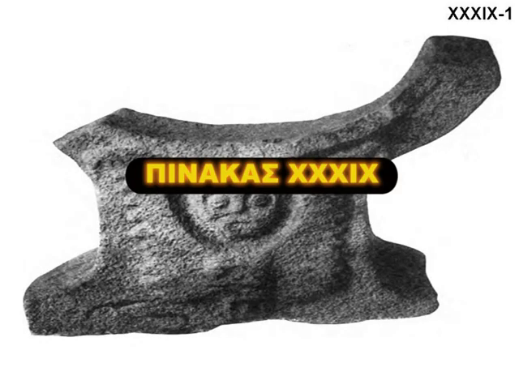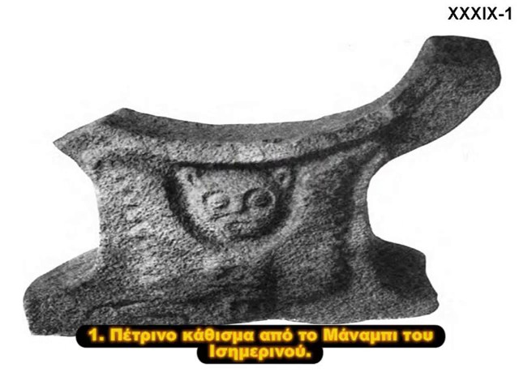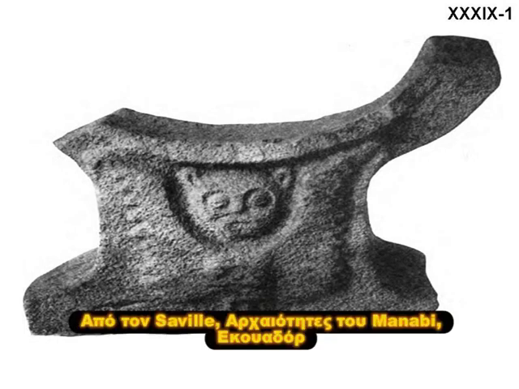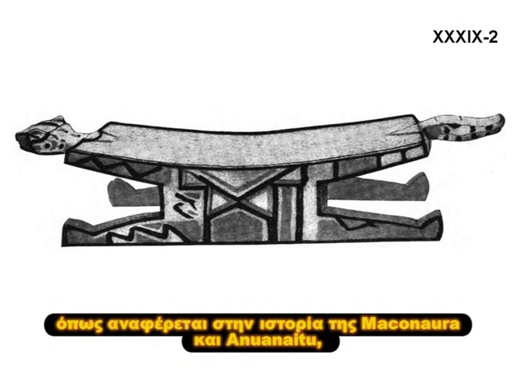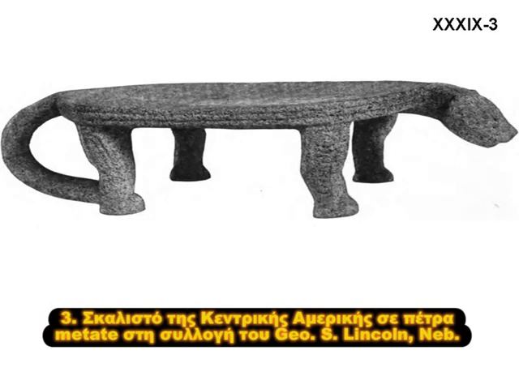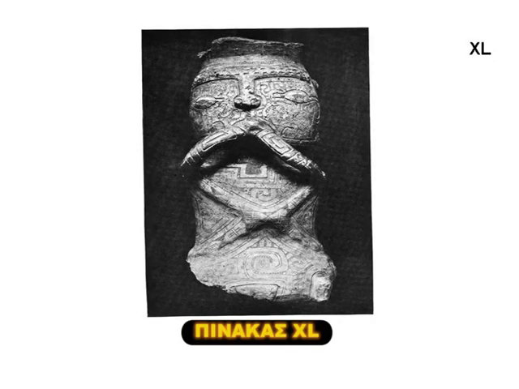The tropical forests, the Orinoco and Guiana. Plate 39. 1. Stone seat from Manabi, Ecuador. After Saville, Antiquities of Manabi, Ecuador. 2. Painted wooden seat from Guiana, such a hollow as is referred to in the tale of Maconaura and Tiahuanaco. 3. Central American carved stone metate in the collection of George S. Walsh, Lincoln, Nebraska.